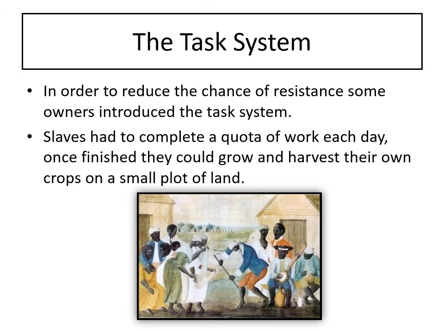The task system. In order to reduce the chance of resistance, some owners introduced the task system. Slaves had to complete a quota of work each day. Once finished, they could grow and harvest their own crops on a small plot of land. This was actually a manipulative tactic used by plantation owners to prevent slaves from running away and resisting.